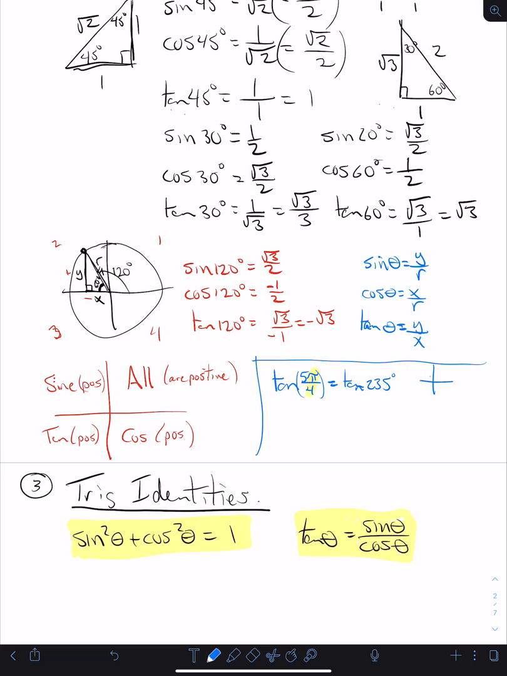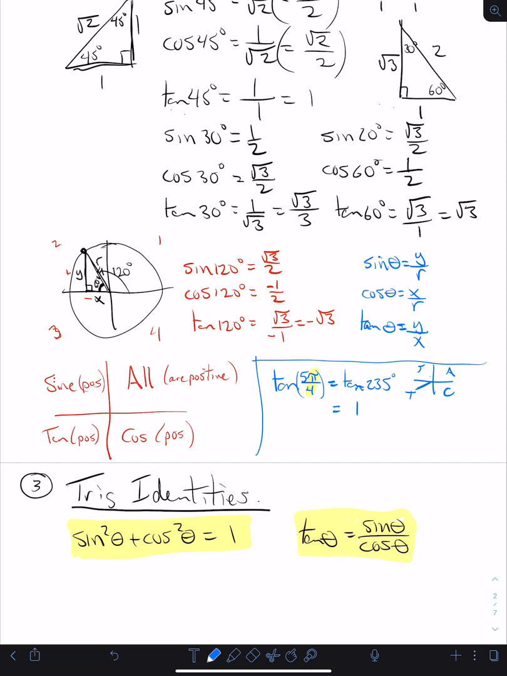Well, if you're good at it, you don't need to, but it tells me which quadrant I'm in. And in this quadrant, is tangent positive or negative? It's positive. And tangent of 45 degrees is what? The tangent of 45 degrees is 1. So this will be 1 because it's also positive there. C-A-S-T, tangent is positive there.